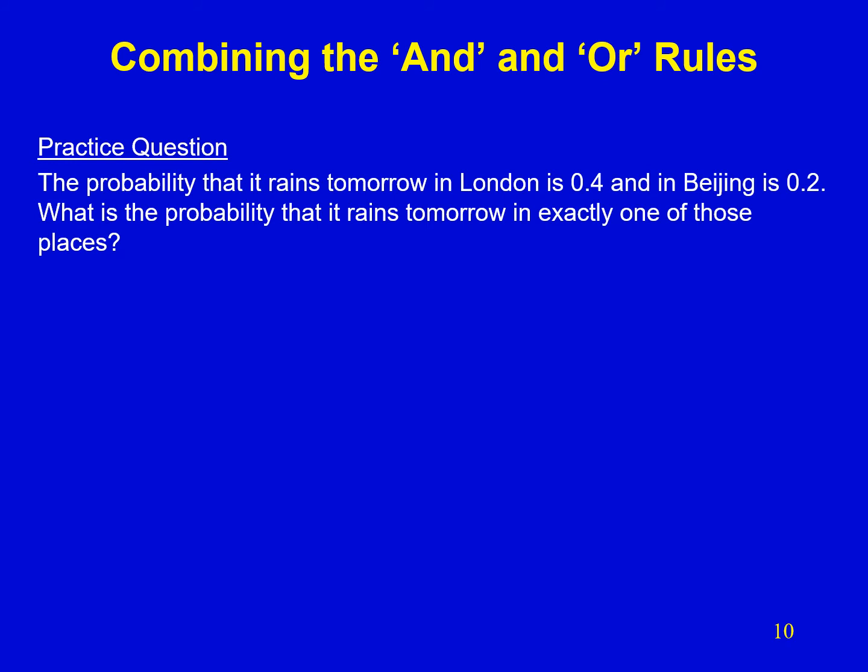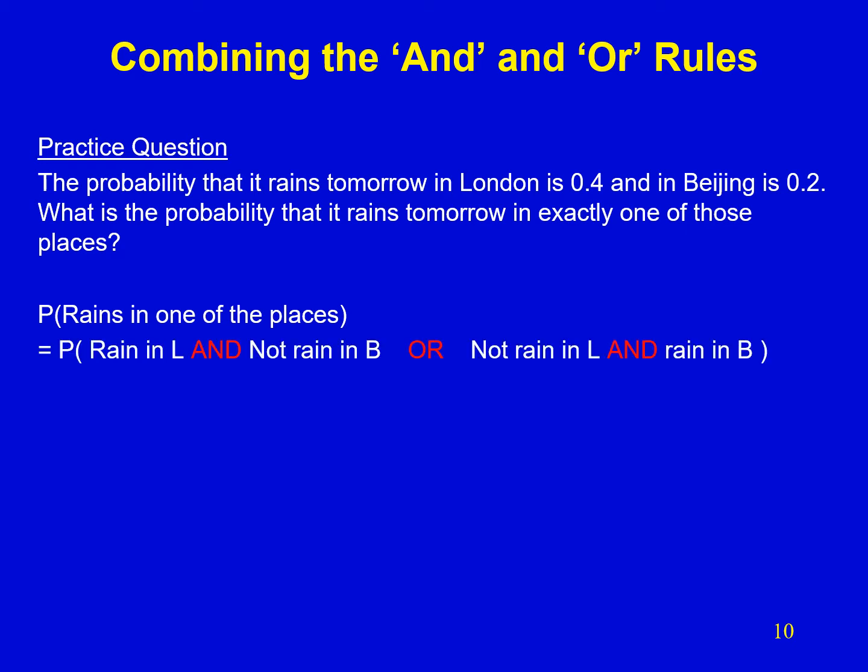Have a go at this practice question. The probability that it rains tomorrow in London is 0.4 and in Beijing is 0.2. What is the probability that it rains tomorrow in exactly one of those places? The probability it rains in one of the places means we want the probability it rains in London and it doesn't rain in Beijing, or it doesn't rain in London and it does rain in Beijing. So we get 0.4 times 0.8 plus 0.6 times 0.2, which gives us 0.44.